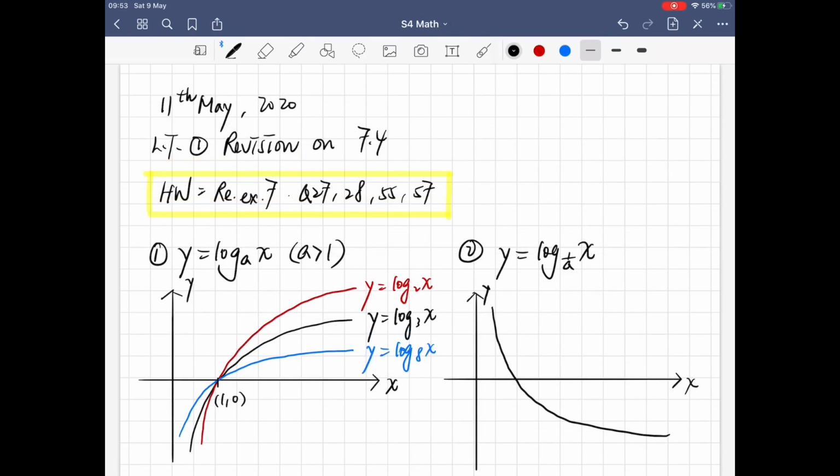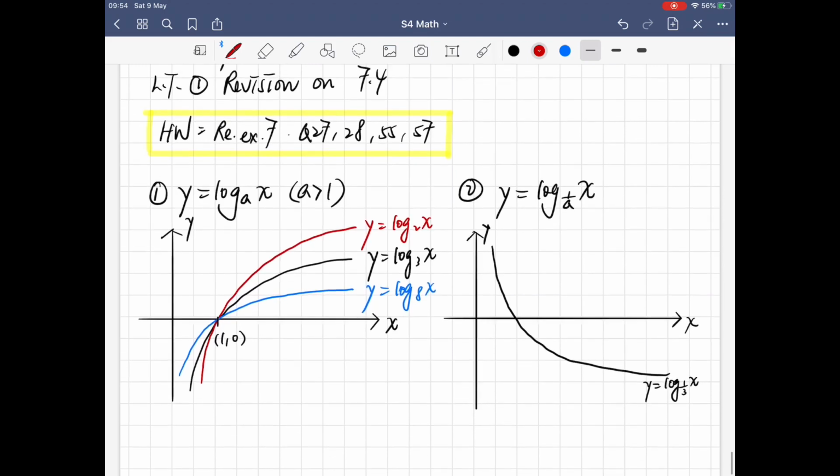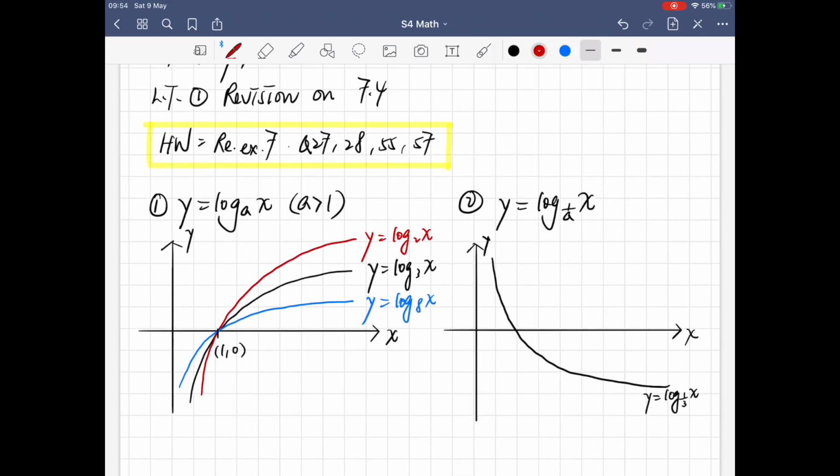The second thing I want to remind you is the graph of y equals log x with base 1 over a. In this case, the base is a fraction and the graph looks like this. I can give you an example, that is y equals log x with base 1 over 3. Then I can change the base from 1 over 3 to 1 over 2, and the graph will look taller, like this.